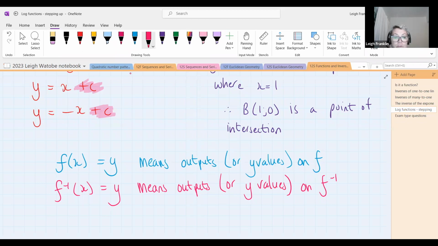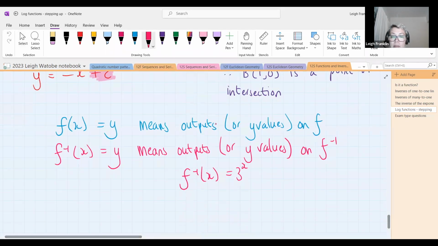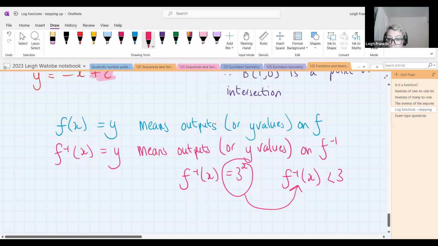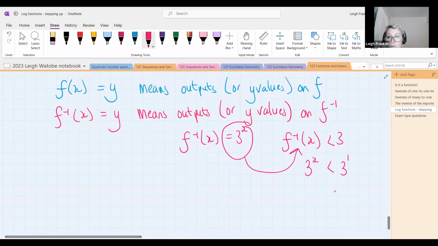So when we had f to the minus 1 of x equal to 3 to the x, where they said to us f to the minus 1 of x is smaller than 3, I was taking this and substituting it in there. So I'm saying 3 to the x is smaller than 3 to the 1. So that's why x would be smaller than 1 in this case.